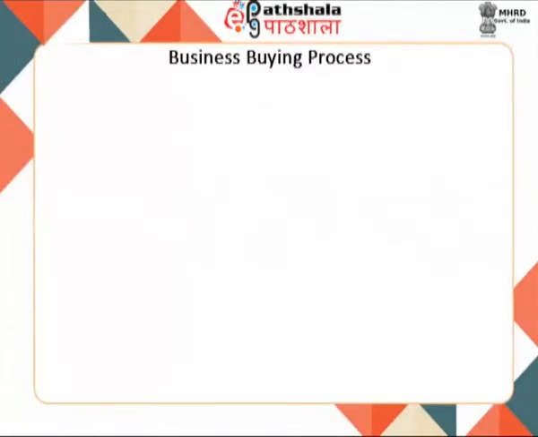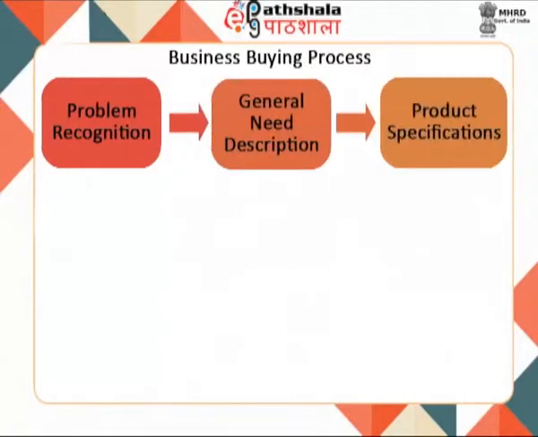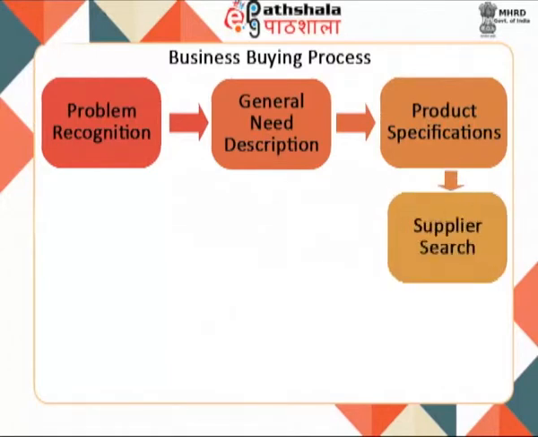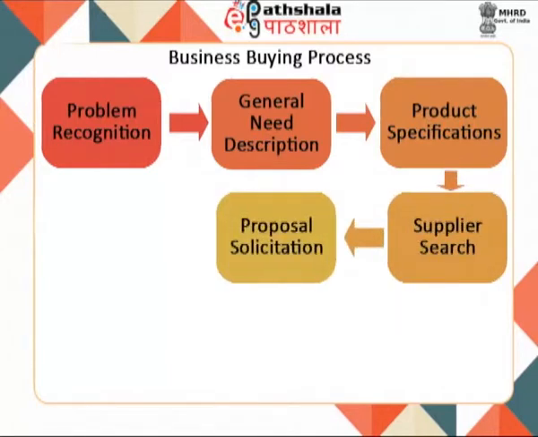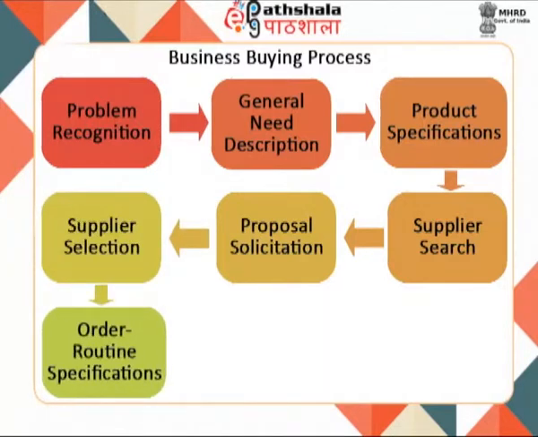The business buying process, just like consumer buying process, is a sequential process involving many stages. These stages are more profound in case of a new task situation as compared to the modified or straight rebuy, where some of the steps may be bypassed or compressed. The key stages are problem recognition, general need description, product specifications, supplier search, proposal solicitation, supplier selection, order routine specifications, and finally, performance review.